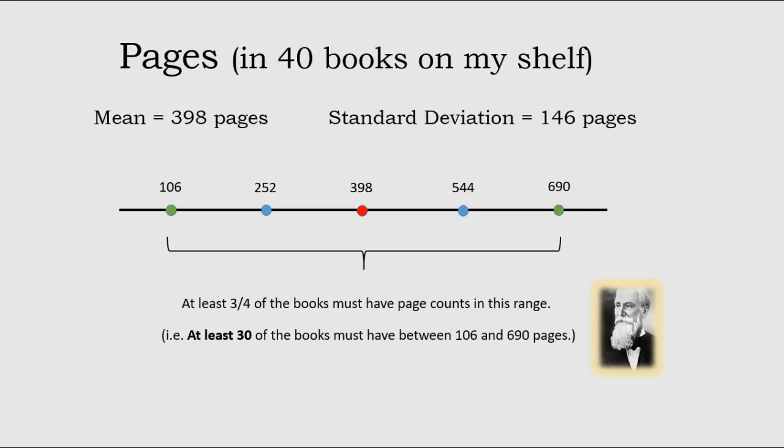Do note the boldface: at least 30 of these books. It could be more, much more. It could be 35 of the books. It could even be all of the books. All that Chebyshev's theorem does is establish a lower bound, at least 30.